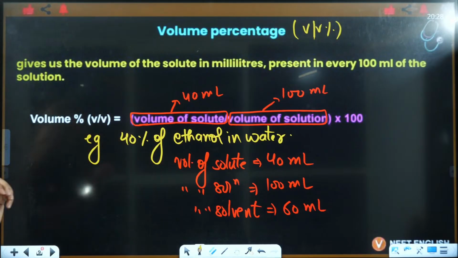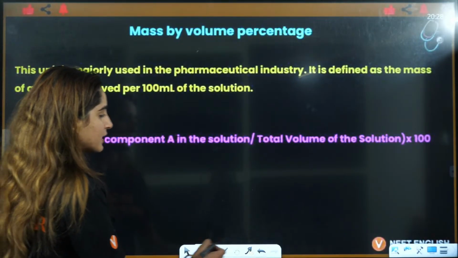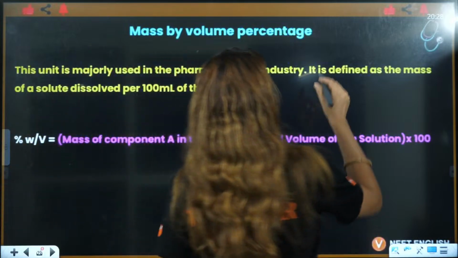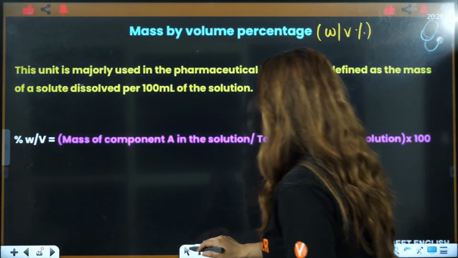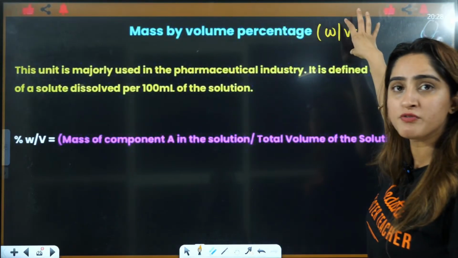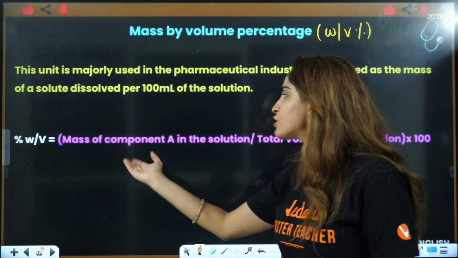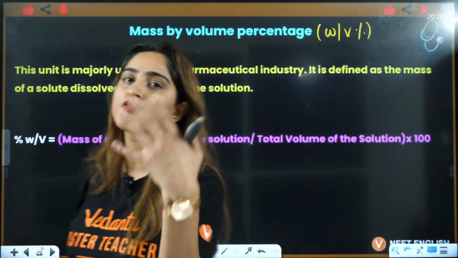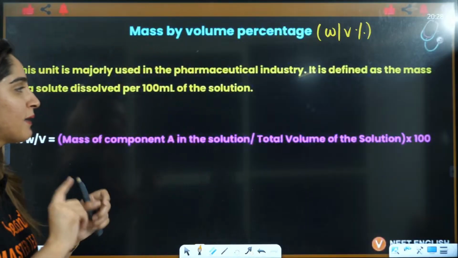Shall I move to the next part here? Next part, mass by volume percentage. Here they have given mass by volume percentage. The easy formula is weight of solute by volume of solution multiplied by 100, or you can say mass of solute by volume of the solution, multiplied by 100.